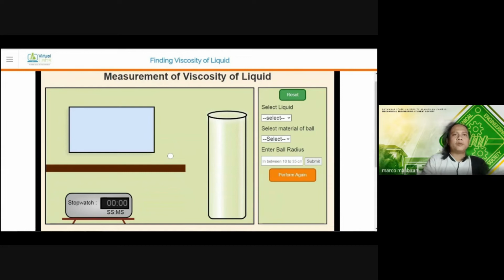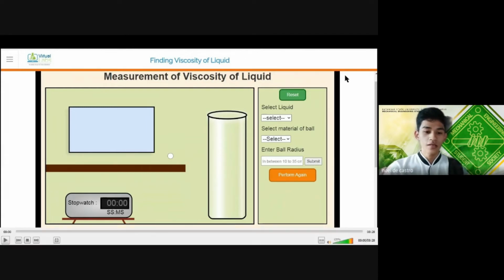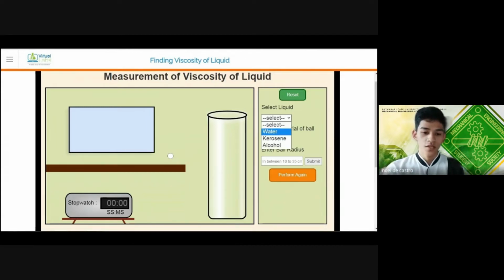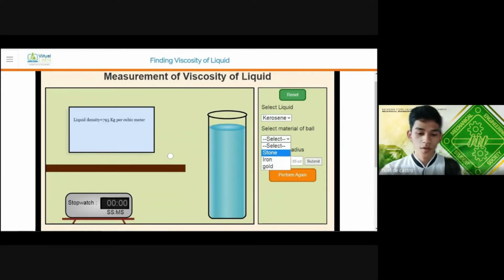Good day. We are Group 1 and we are here to present our final project entitled Measurement of the Viscosity of a Liquid, specifically kerosene. For this experiment, we use three different ball materials, which are stone, iron, and gold. For the first ball material, the stone, we use a 20 cm ball radius.